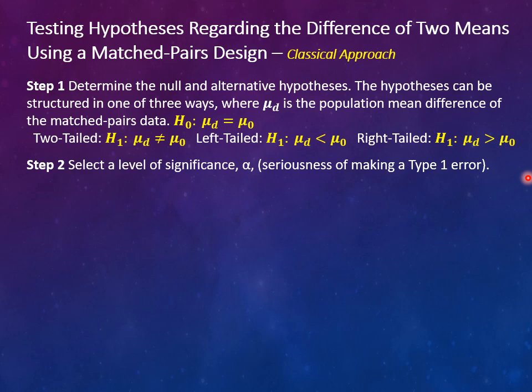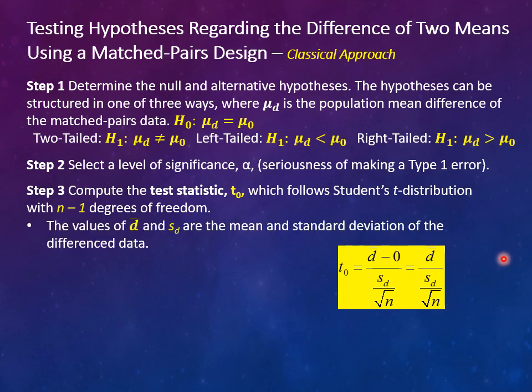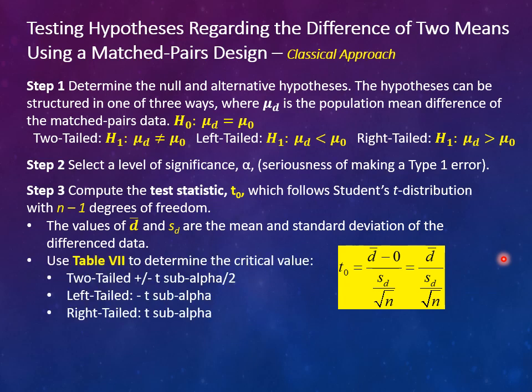Step 2, we select the level of significance, 1 minus alpha, confidence interval, you know this. Step 3, we compute the test statistic, t sub naught, which then follows the student's t-distribution with n minus 1 degrees of freedom. And here we have a calculation for this t sub naught, where d bar is the mean, and s sub d is the standard deviation of the differenced data. Again, I think that'll become a little more clear as we do the first example.